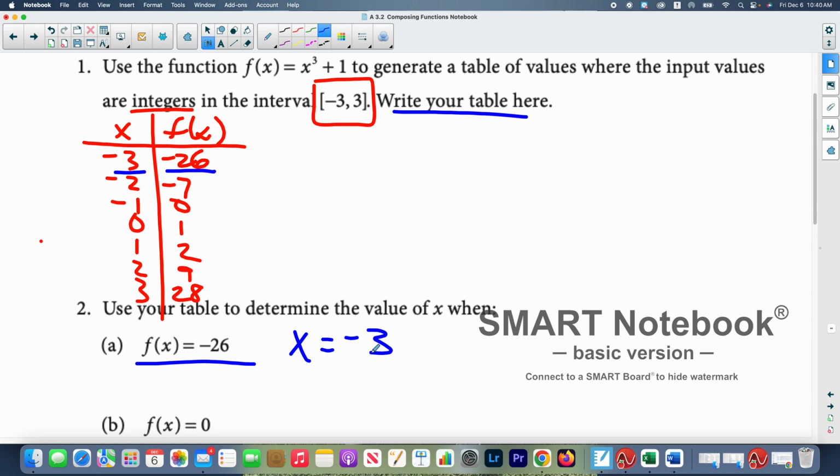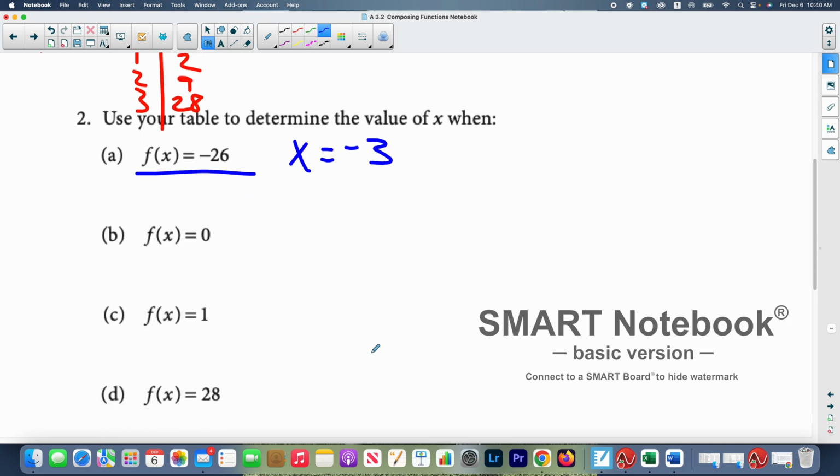All right, f of x equals 0 when x is negative 1. F of x equals 1 when x is 0. F of x equals 28 when x is 3. All right? Everybody good with that? All right.